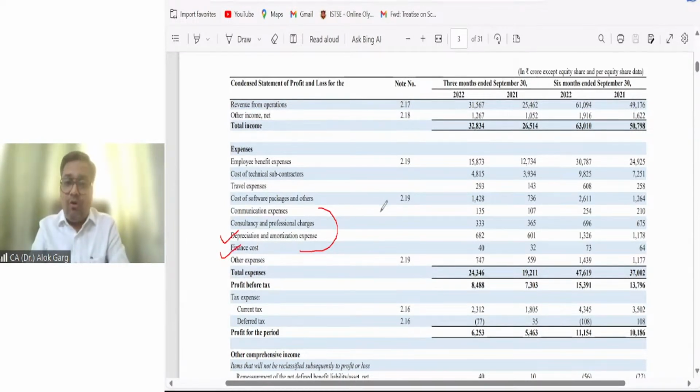However, these all breakups are required to be shown in the annual financial statement, right? But they have not given the breakup in the interim financial statement. Do you understand that? So they have done cherry picking, and they have given few disclosures.